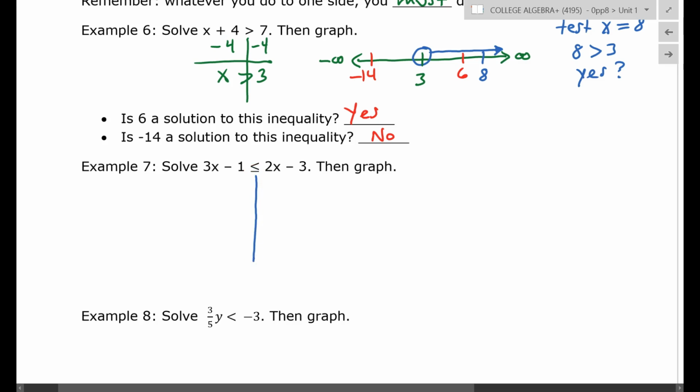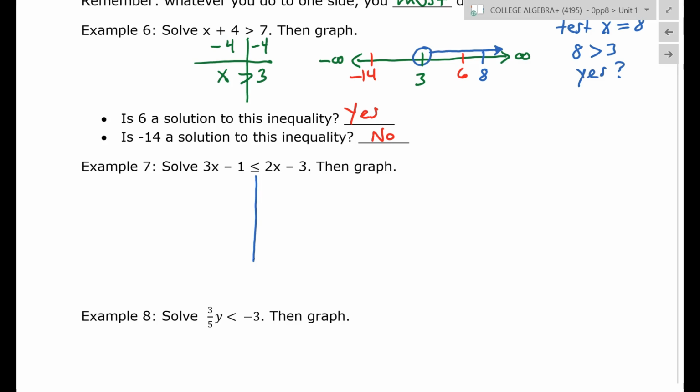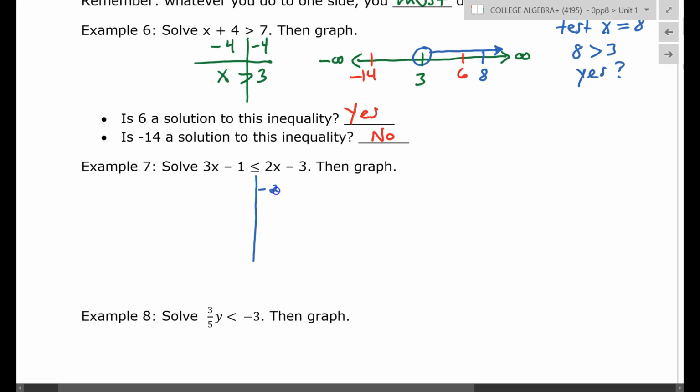What do you guys want to do first? Get rid of the x's. Okay, tell me what to do. Subtract the 2x. Because again, I'm pretending like this is a regular equation.